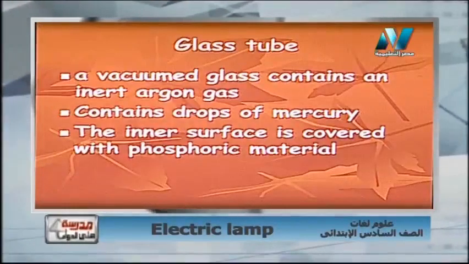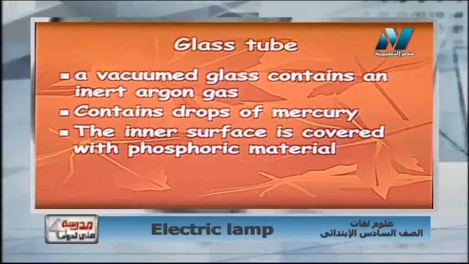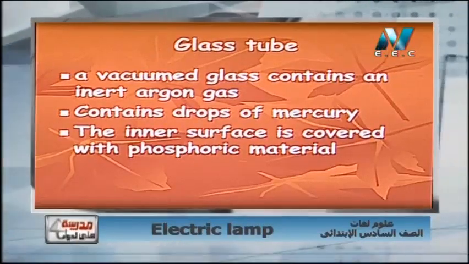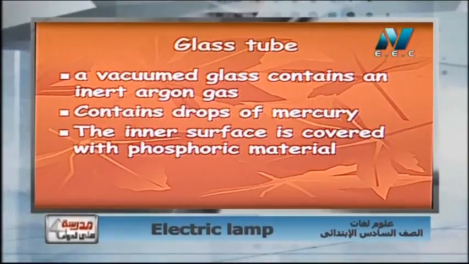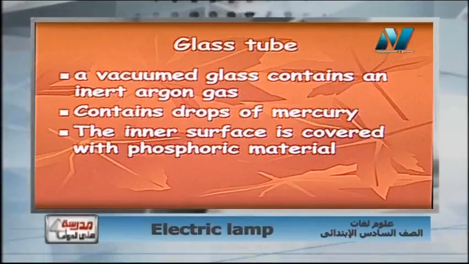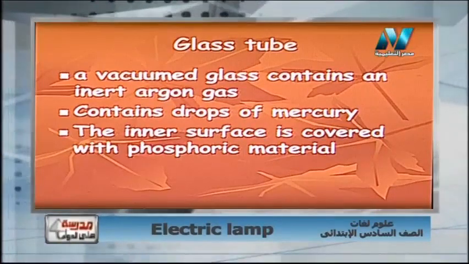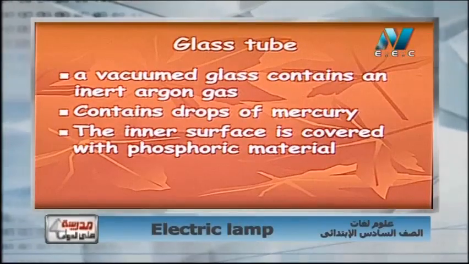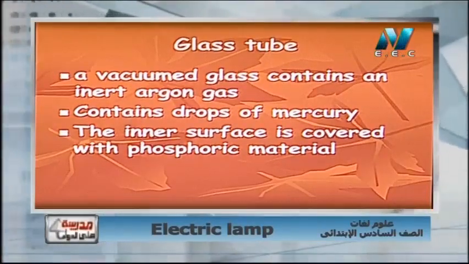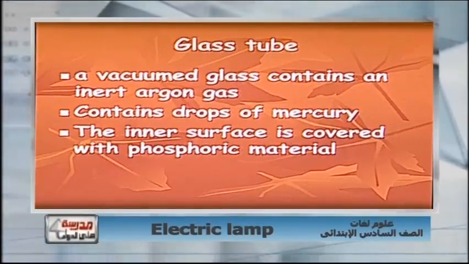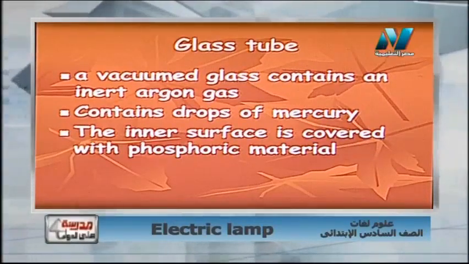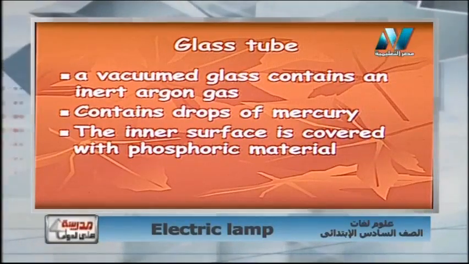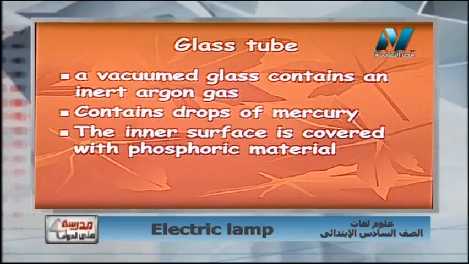So now, what about the glass tube? What is the glass tube? It is vacuumed glass that contains an inert argon gas. It also contains drops of mercury. Why? Give reason. Because mercury is a silvery, shiny metal that increases the light intensity.